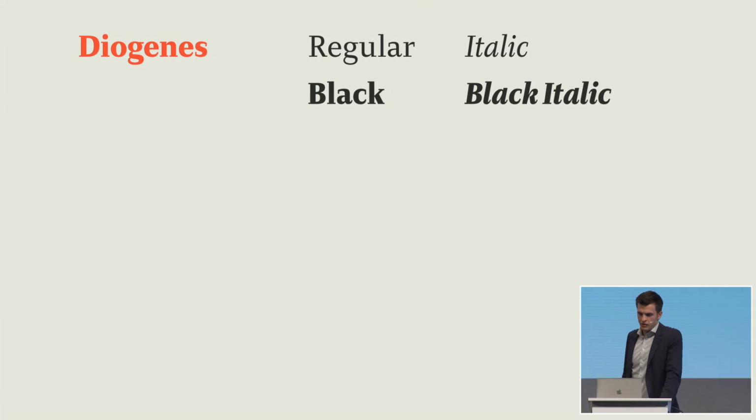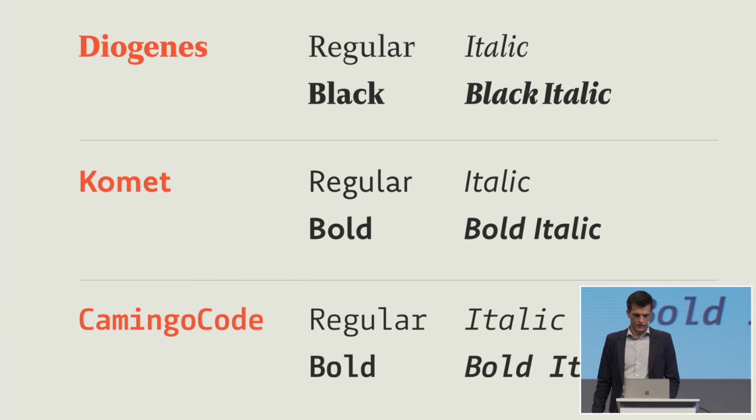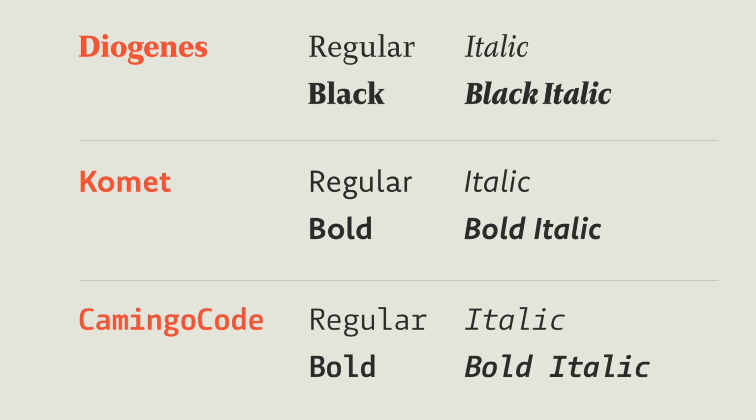I have 12 quality fonts in my app: 4 styles of Diogenes, a commercial font, 4 styles of Comet for secondary stuff, tables, and UI controls, and 4 styles of Camingo Code, a pretty nice free monospace font that I use for coding as well. Highly recommended.